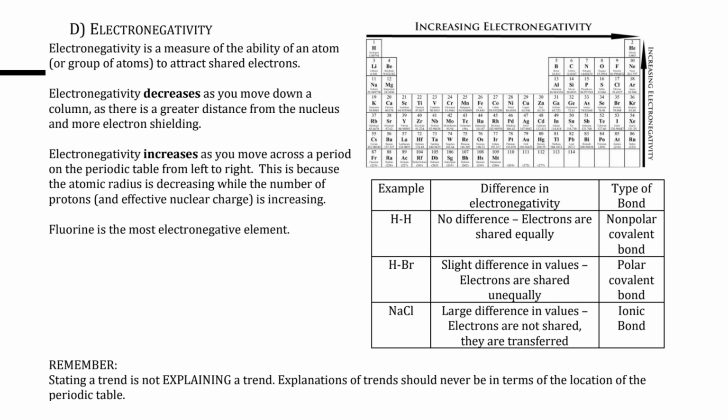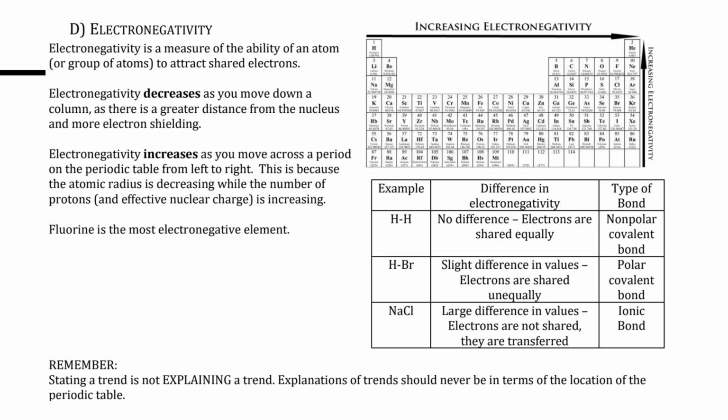So if you notice, it says the ability to attract shared electrons. So if there is no difference in electronegativity, they are shared equally. So it's a nonpolar covalent bond. A slight difference in values means they're unequally shared. This is a polar covalent bond. Remember our tug of war from 2 years ago. Large difference in values, electrons are not shared, they are transferred, stolen, etc. That's an ionic bond.